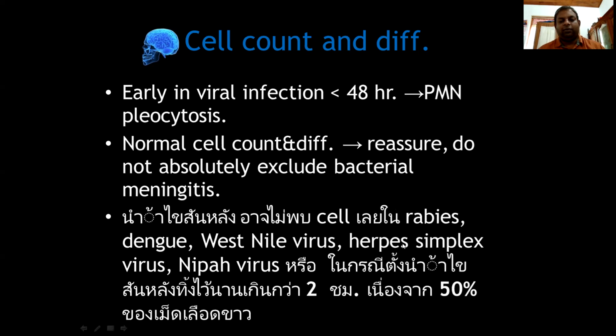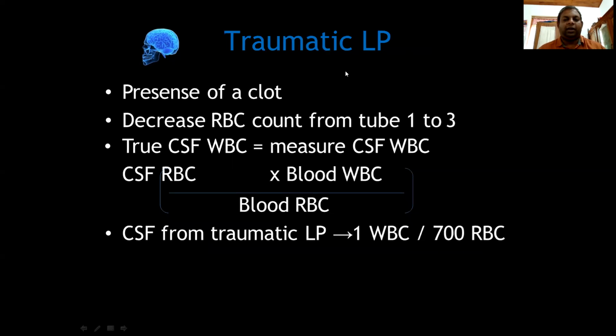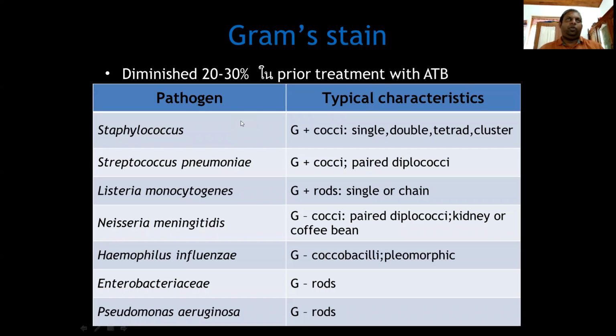There are different types of cases: rabies, dengue, West Nile, herpes simplex, Nipah viruses. Also traumatic LP. We have to look for presence of clot as well as the CSF cell count from a traumatic LP: 1 WBC to 700 RBC. Usually RBCs are few, but if it is like this, it indicates traumatic tap. Or maybe a clot is there. A decrease in RBC count from tube 1 to 3 also indicates traumatic tap. So first we do the CSF full report.